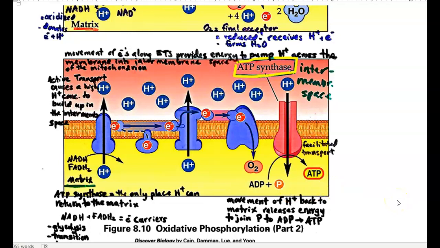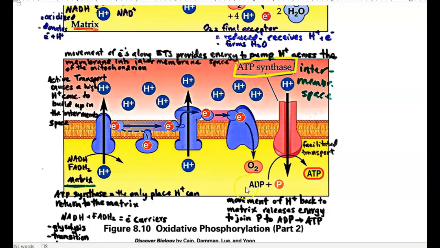Okay, one more time. Electron carriers are super important for chemiosmosis because they're going to drop off electrons and hydrogens. Electrons go down the electron transport system in the cristae. As they go down, they're going to be releasing energy. Energy is going to be used to pump these hydrogens, which could have been released by the NADH and the FADH2, from the matrix through the cristae into the intermembrane space.